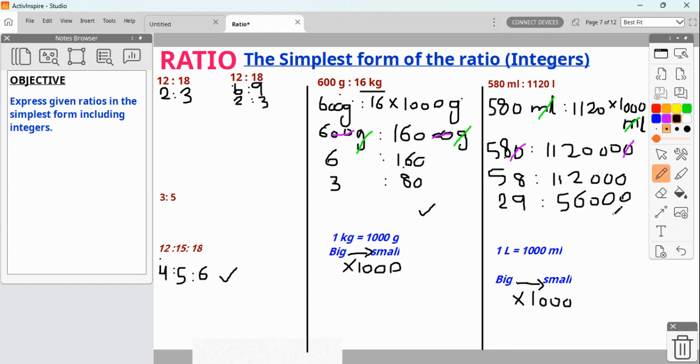If we observe it further, 29 and 56,000 are not divisible by the same number. So our final answer is 29 ratio 56,000. So children, today we discussed how to express given ratios in the simplest form including integers, in which first of all we took the simplest example, and then we also checked the example for three integers in a given ratio. Then we did two examples in which the units were given.